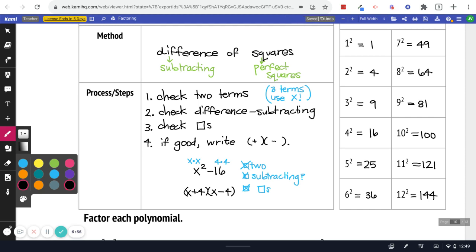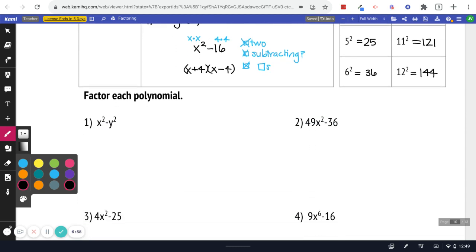Okay, so let's look at a couple examples. Here's our first one, x squared minus y squared. So do we have 2 terms? Yep. Are we subtracting? Yep. Do we have squares? Yep. The first one is x times x. The second one is y times y. So let's fill our parentheses with the plus and the minus. X times x is x, and then y is in the second spot.